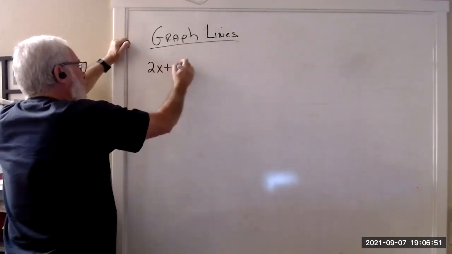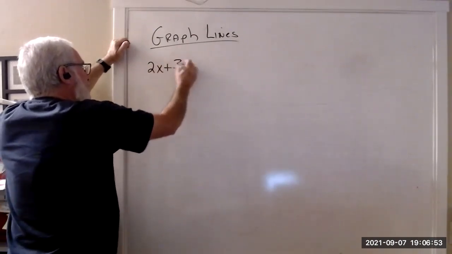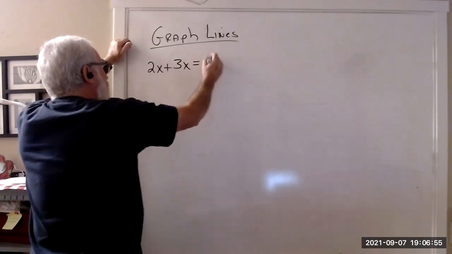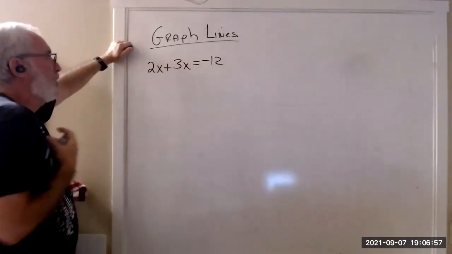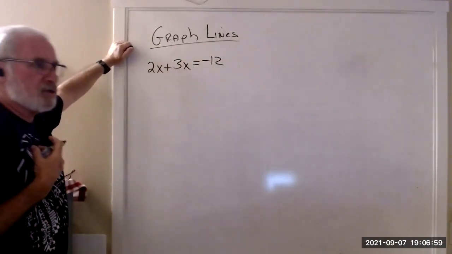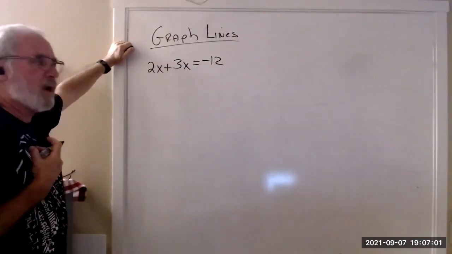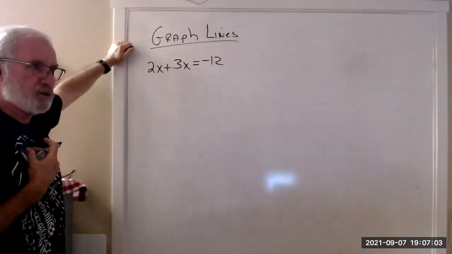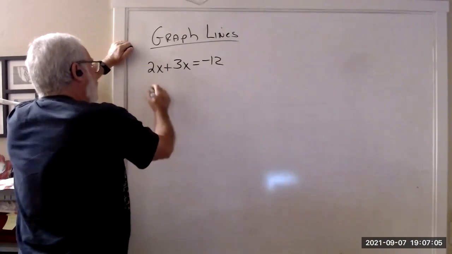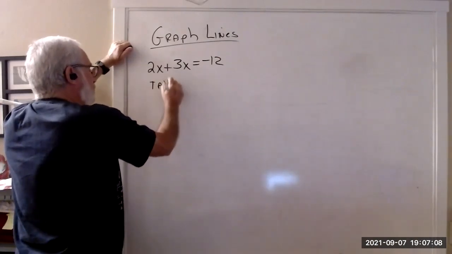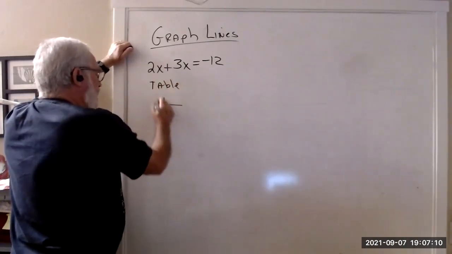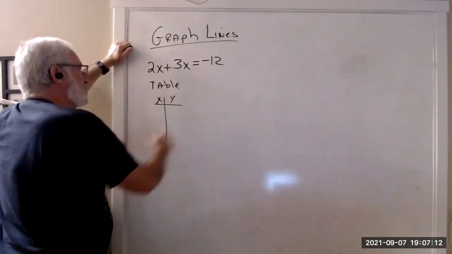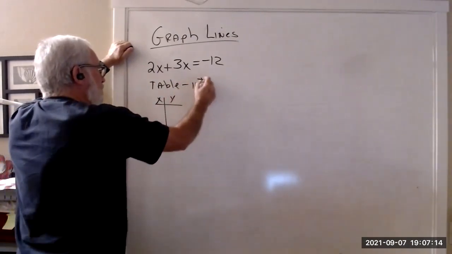Suppose you have this equation. Okay. Then in my mind, the best way to graph this is with a table of values. And the easiest one is to use the intercepts.